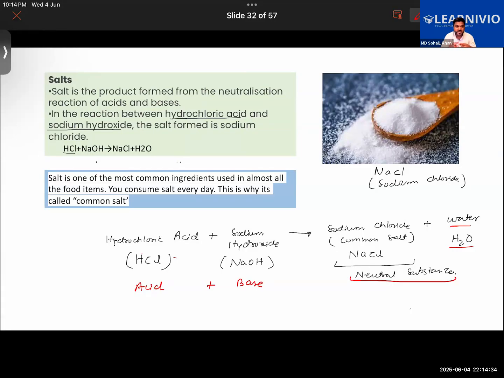So when a neutralization reaction takes place, as the result of it, we get a salt. Salt is one of the most common ingredients. We use it in almost every food item. You consume it every day. That is why it is called common salt.